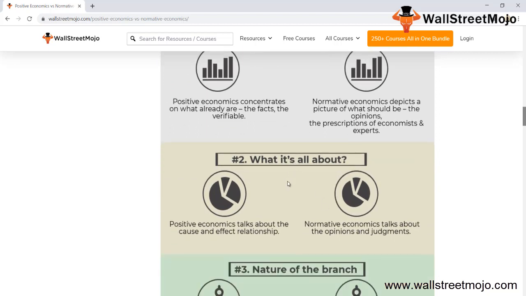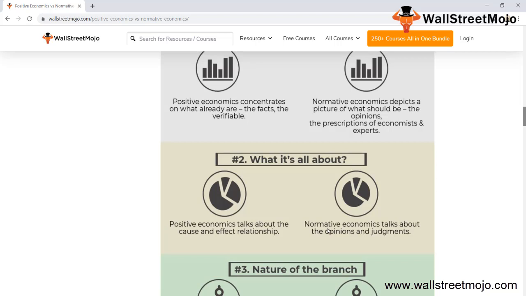What is it all about? Positive economics talks about cause and effect. What is the cause behind it, and what are the consequences? What are the effects? So the relationship between reason and consequences is what positive economics talks about. When you talk about normative economics, it talks about opinions. This is something that I'm going for. This is the judgment.